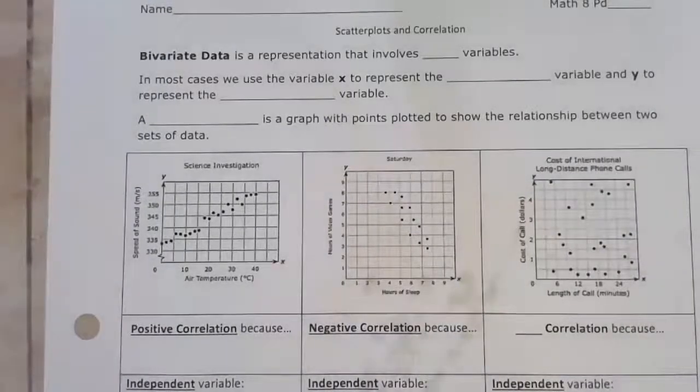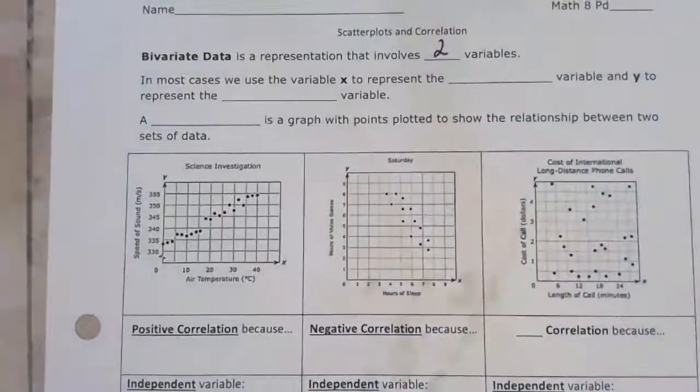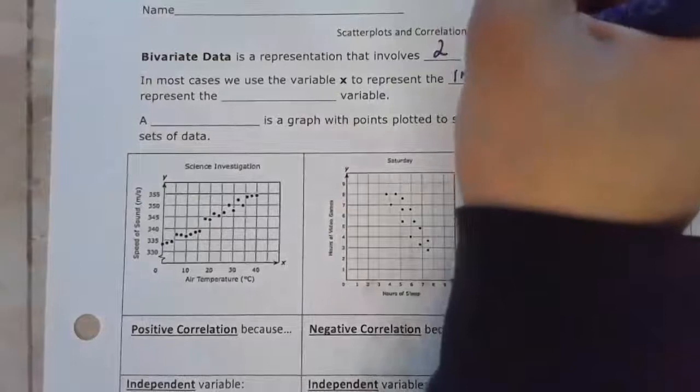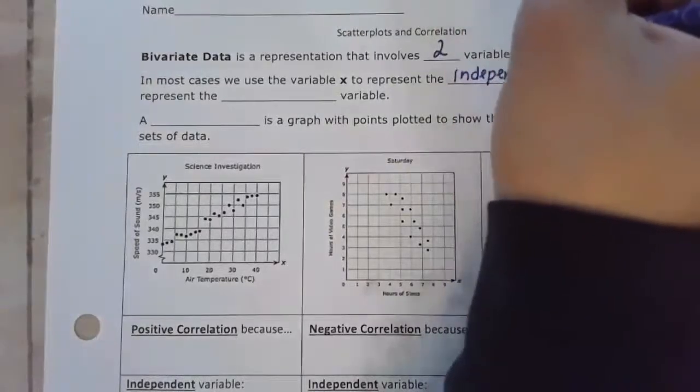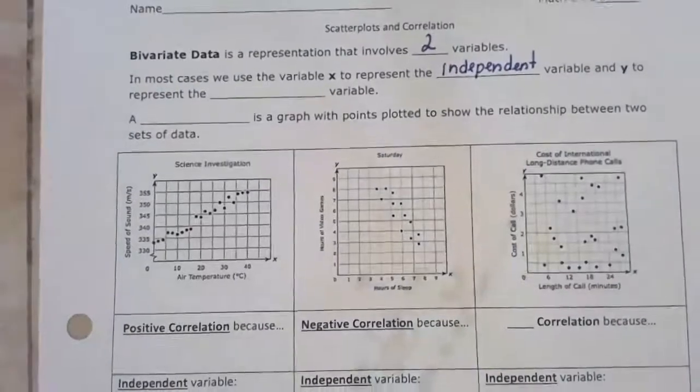Today's topic is scatterplots and correlations. Bivariate data is a representation that involves two variables. In most cases, we use the variable x to represent the independent variable and the y to represent the dependent variable.